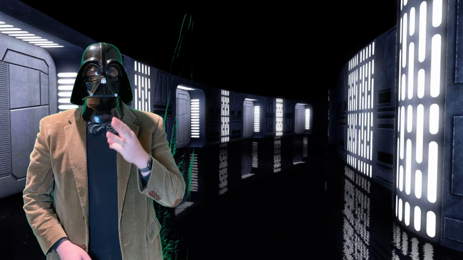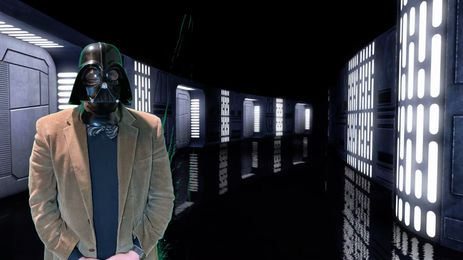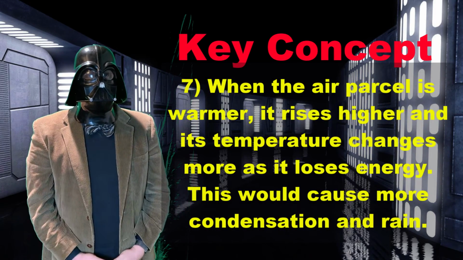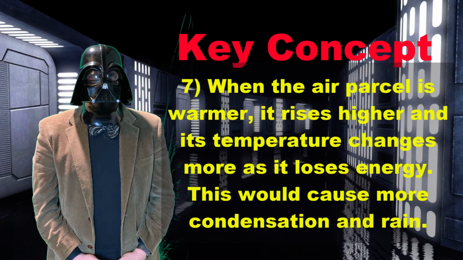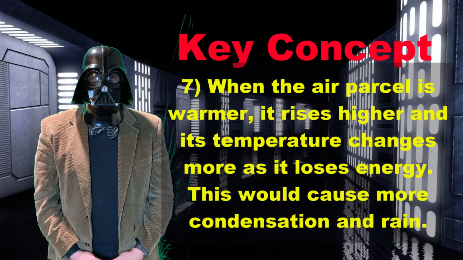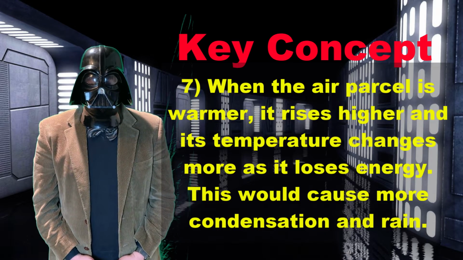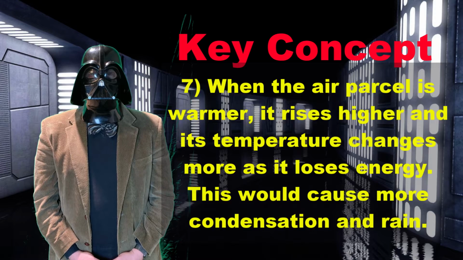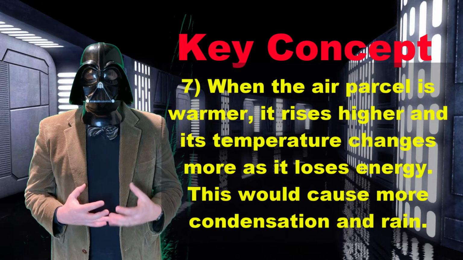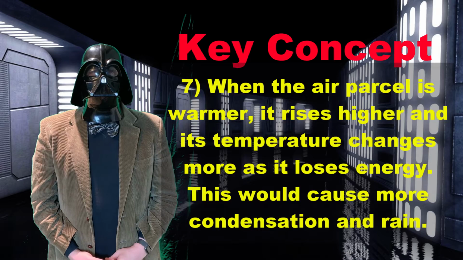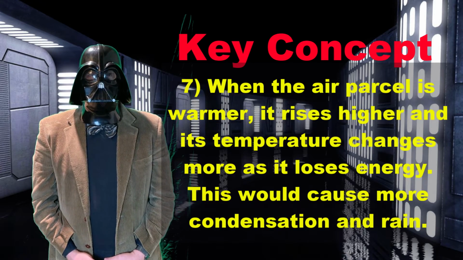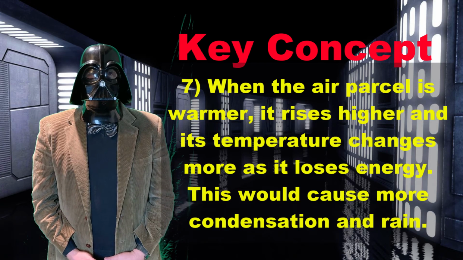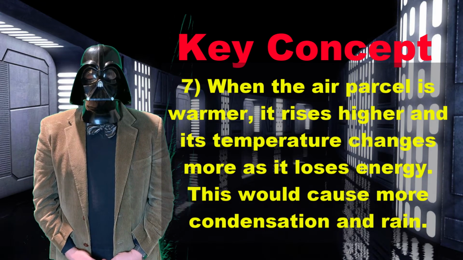And I also want us to add now key concept 7. Now that we can put all of this together, we can see that when an air parcel is warmer, it rises higher and its temperature changes more as it loses energy. This would cause more condensation and rain. So we could put it, this is putting it all together that we've learned. So our key concept 7 says, when an air parcel is warmer, it rises higher and its temperature changes more as it loses energy. This would cause more condensation and more rain.